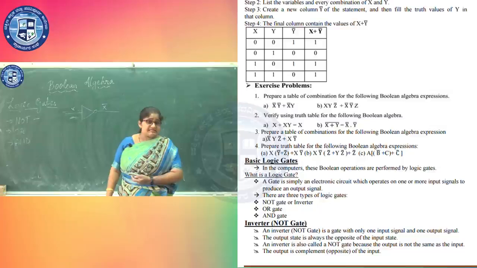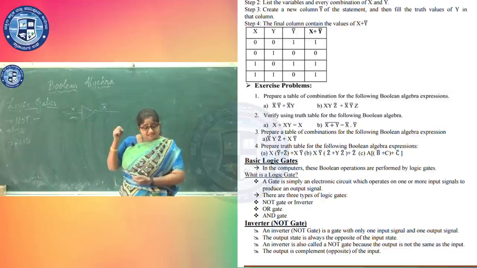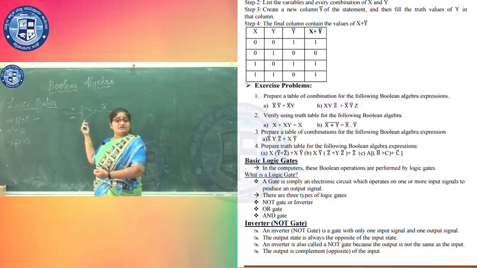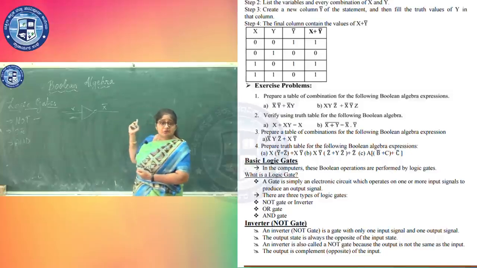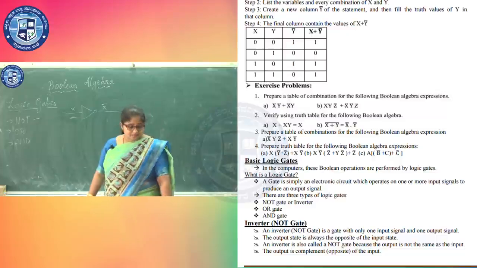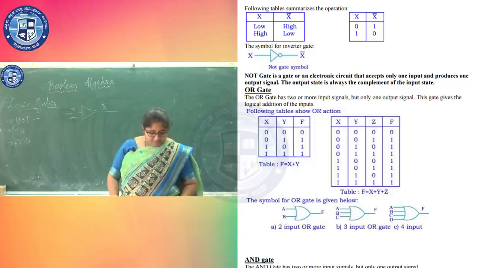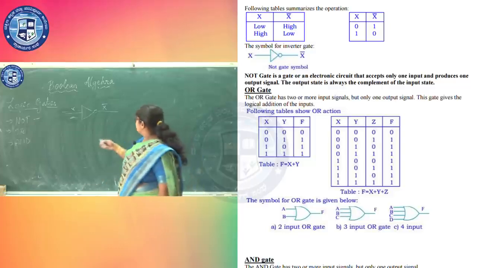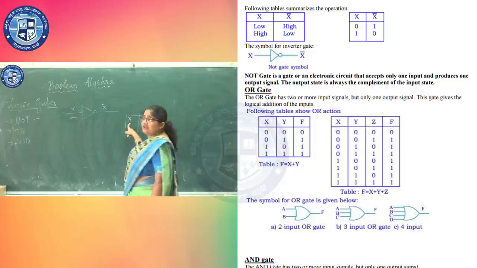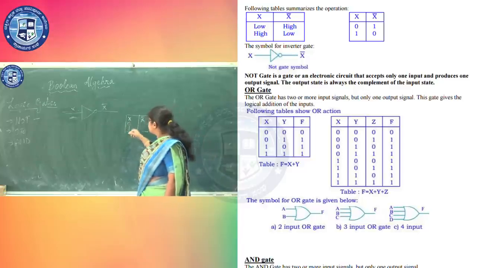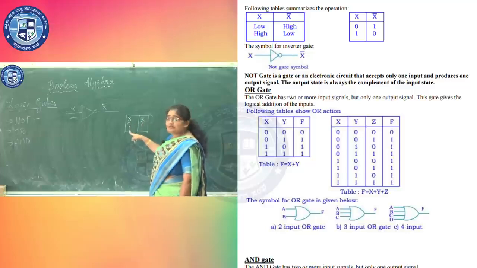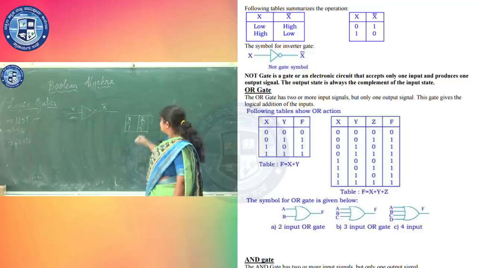The definition of a gate itself says that it is a simple electronic circuit which takes in one or more input signals and gives out only one output signal. Next, this is the symbol for the inverter gate, and you can look at the table I put previously, with x and x dash. Since we have only one variable, the possible value is either 0 or 1. If the value of x is 0, then x dash is 1. If the value of x is 1, then x dash is 0.